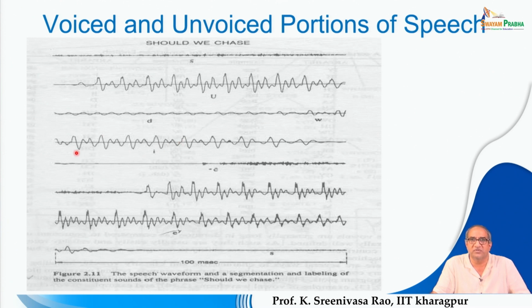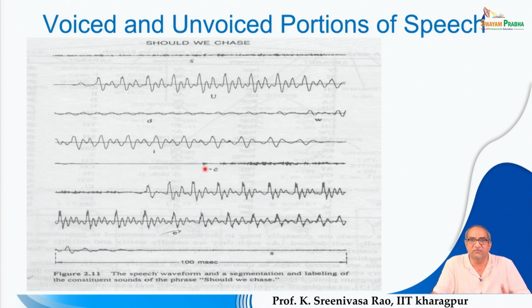So, therefore, you can see a periodic structure corresponding to the diphthong. Then afterwards there is the word "chase", and for the utterance of "chase", initially you can see the "ch", where you have immediate silence. It is nothing but the vocal tract being completely closed at the hard palate, and there is no vocal fold vibration. So, therefore, you can see almost no activity.